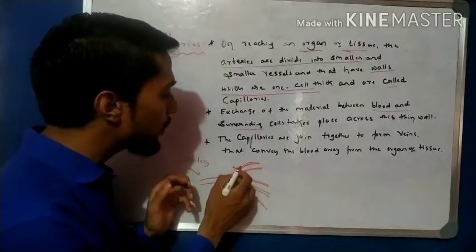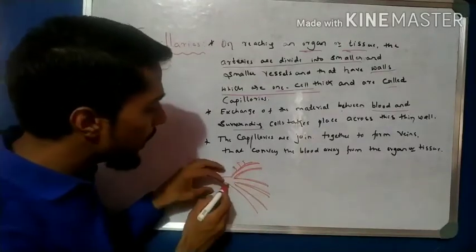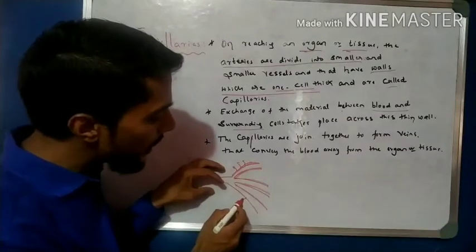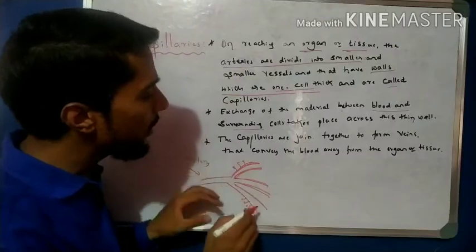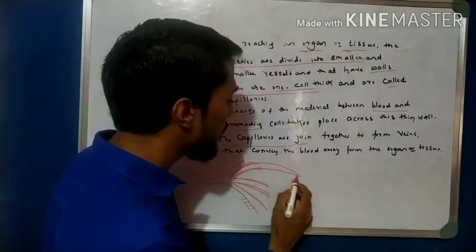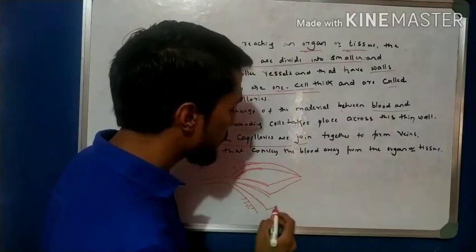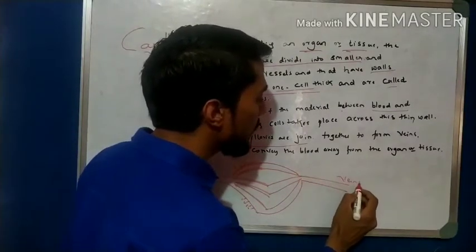All is supplied to the surroundings, to the cells, with the help of these capillaries. Blood comes here, then divides into the capillaries. Then the capillaries can give all the material to the surroundings. After that, the capillaries are joined together. Then these capillaries join together again, and after some time they form the veins. Right? They form the veins.